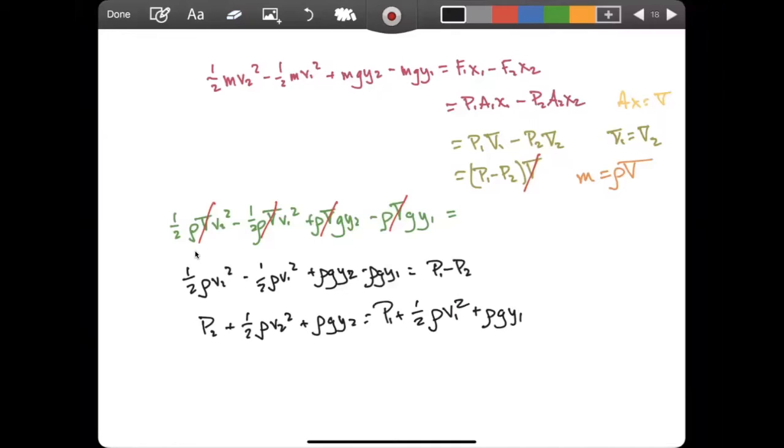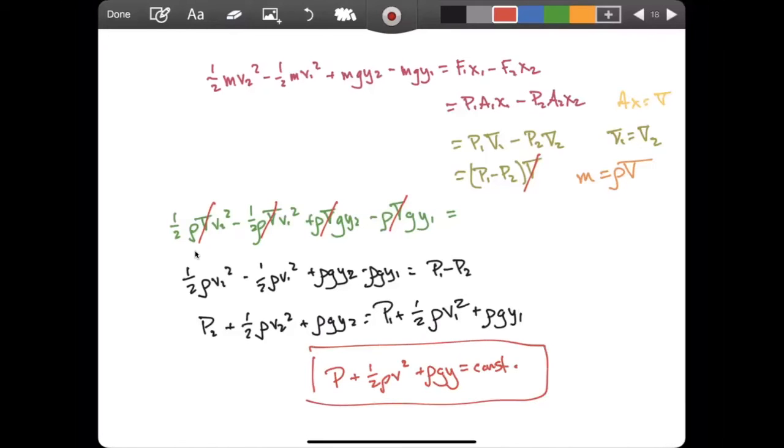What this ultimately tells me is, since the values of these things at 2 must be equal to the values of them at 1, that means the whole thing must be equal to a constant. Finally, what I get is that the pressure plus 1/2 the density times velocity squared plus the density times g times the height must be equal to a constant, just like we said with the continuity equation. This is what we call Bernoulli's equation.